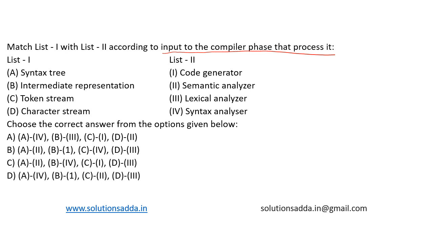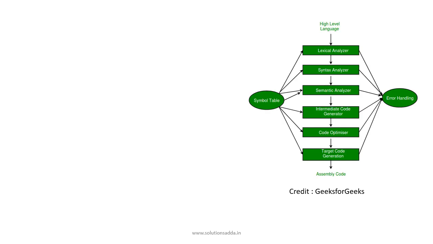And in list 1 we are having syntax tree, intermediate representation, token stream, character stream. And in list 2 we are having code generator, semantic analyzer, lexical analyzer, and syntax analyzer. So let's see what are the different phases of a compiler. So basically a compiler has these many phases, that is lexical analysis, syntax analysis, semantic analysis, intermediate code generation, code optimization, that is optional, and finally target code generation. These are the various phases.